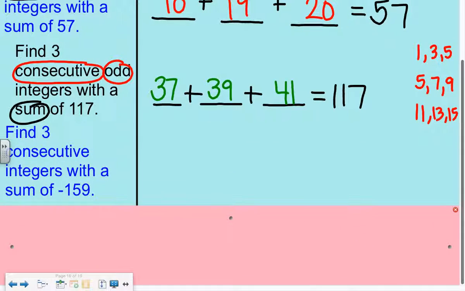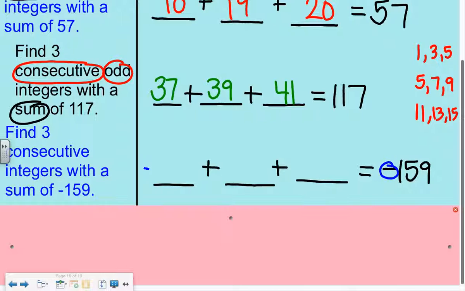Alright, last one. Find 3 consecutive integers with a sum of negative 159. So I still need my 3 integers. This time they don't have to be odd, so I don't have to worry about what I worried about on the last one. But this time it has to make a negative 159. So that means all 3 of my integers are going to need to be negative, so when I total them, they make 159. And what works on this one is negative 52, negative 53, and negative 54. If you take your calculator and add all 3 of those up, they should make negative 159.